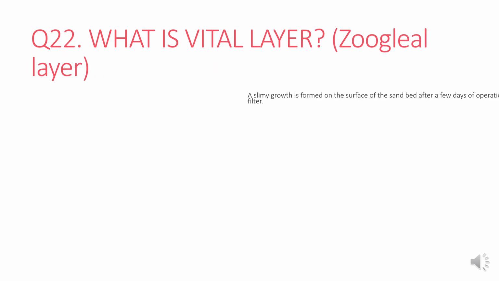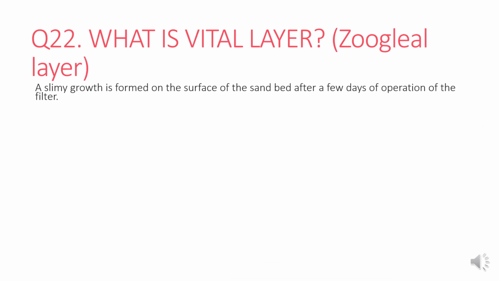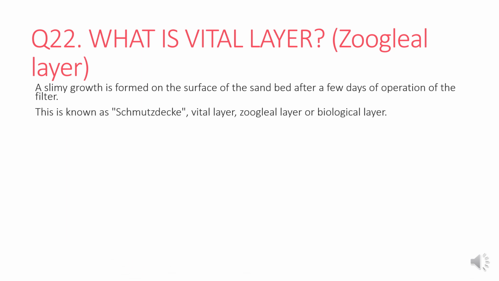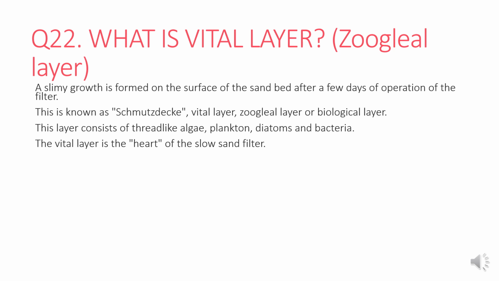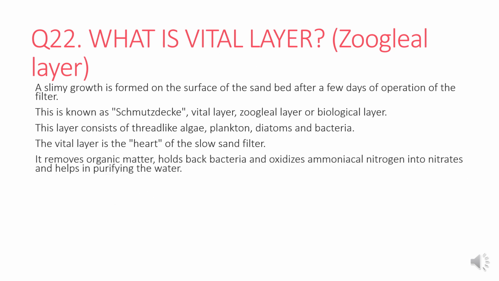What is vital layer? A slimy growth is formed on the surface of the sandbed after a few days of operation of the filter. This is known as Schmutzdecke, vital layer, Zuclier layer, or biological layer. This layer consists of thread-like algae, plankton, diatoms, and bacteria. The vital layer is the heart of the slow sand filter. It removes organic matter, holds back bacteria, and oxidizes ammoniacal nitrogen into nitrates and thus helps in purifying the water.